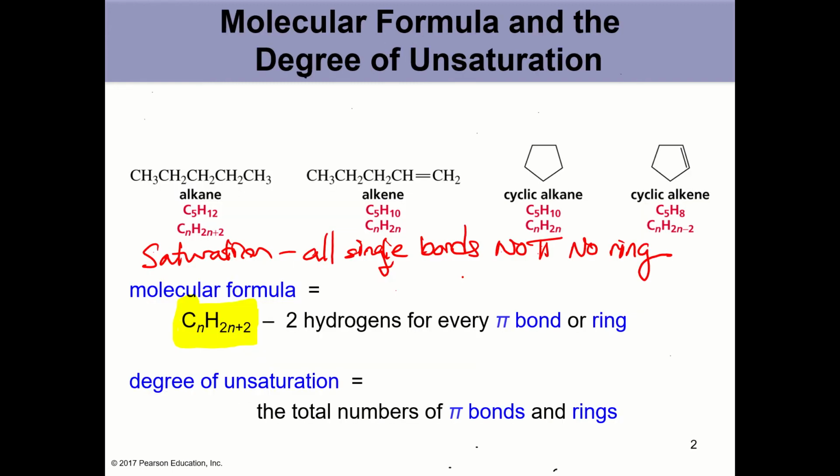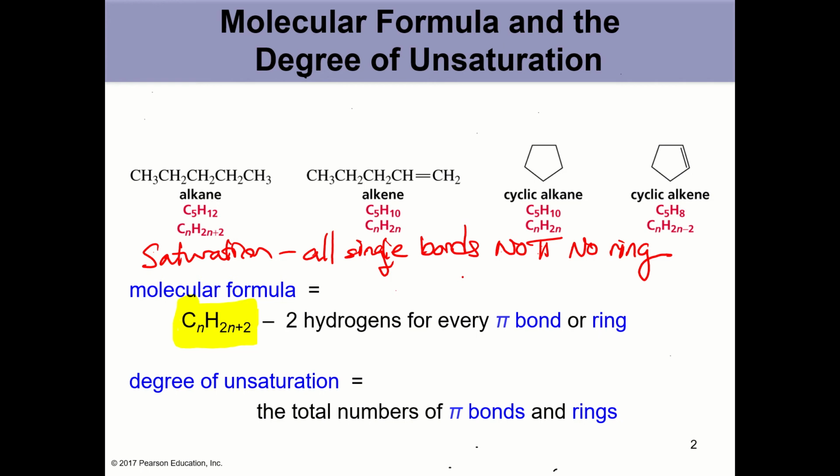So, molecular formula. For alkenes, this is the first type of molecule that we would call unsaturated. An alkene has one pi bond, and one pi bond is an indication of 1 degree of unsaturation. So, unsaturation, saturation, these are terms you should be familiar with. A saturated molecule or a saturated hydrocarbon has all single bonds, and it has no pi bonds and no rings.